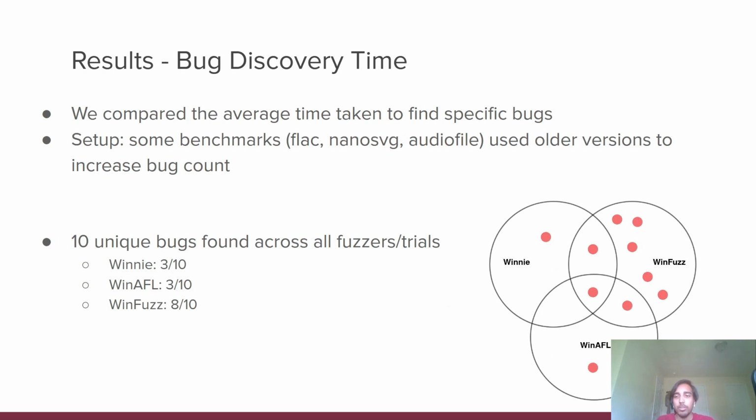Now, in order to see the bug discovery time, we compare the average time taken to find the specific bugs. In this case, our benchmarks in our setup involved using older versions of some benchmarks in order to increase the bug count to have significant data to look at. So we found 10 unique bugs across all the fuzzing runs and trials. Winnie was able to find only 3 of these 10. WinAFL was also able to find only 3, while WinFuzz found 8 of these 10.